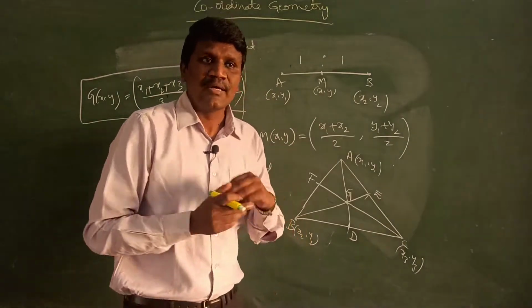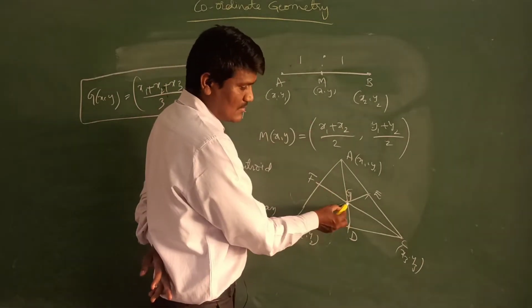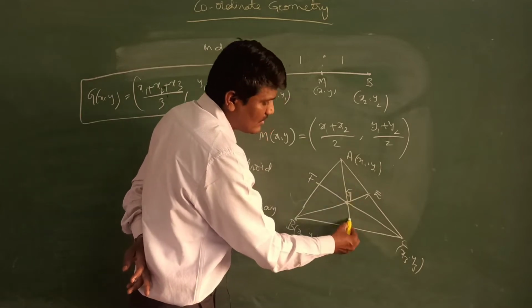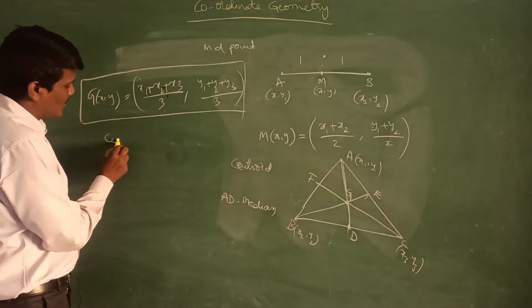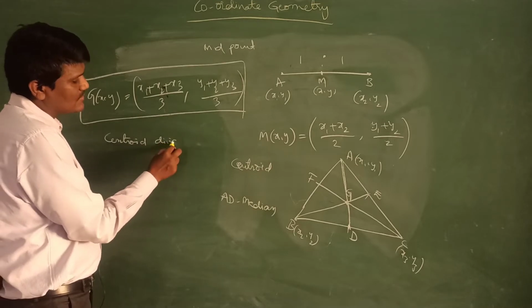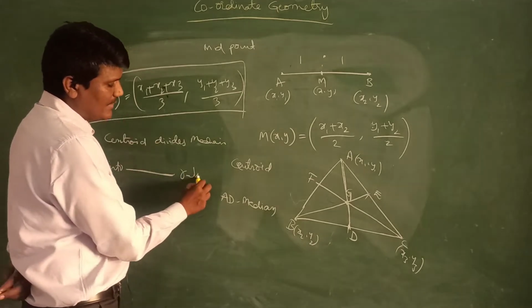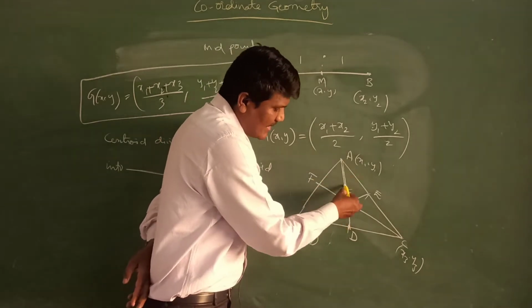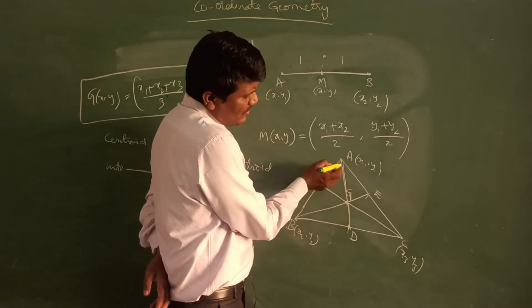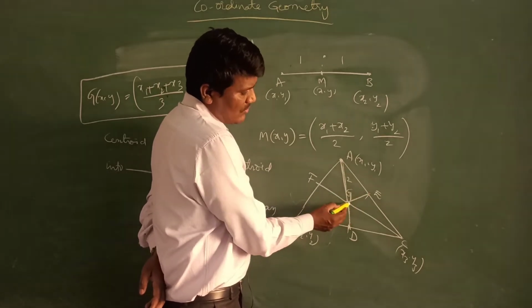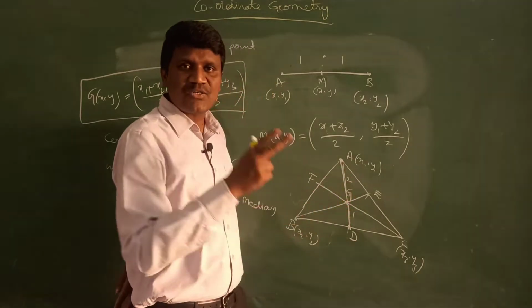And one more thing you should note down in the centroid, one more expected question: the centroid divides the median into which ratio? If you observe here, AD is a median, so AG and GD. From a vertex to the centroid it is 2 parts, and from the centroid to the midpoint it is 1 part. So I can say the centroid divides the median in the ratio 2:1.